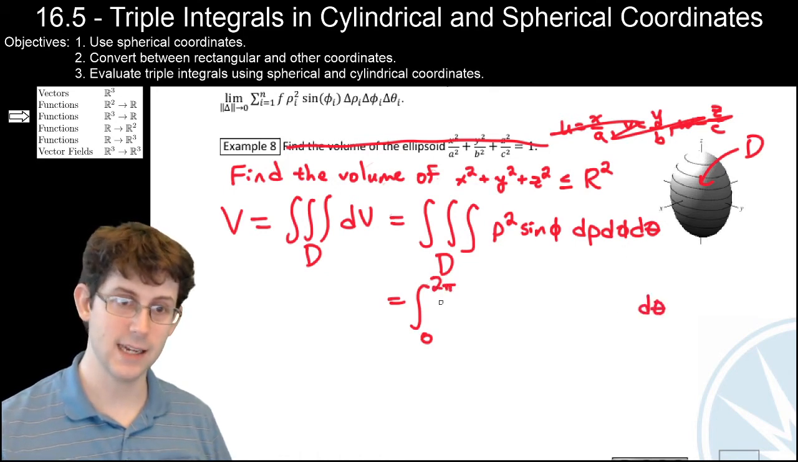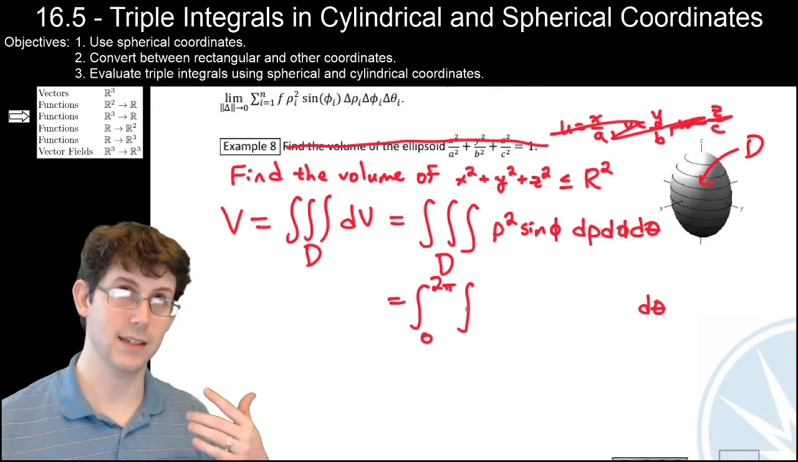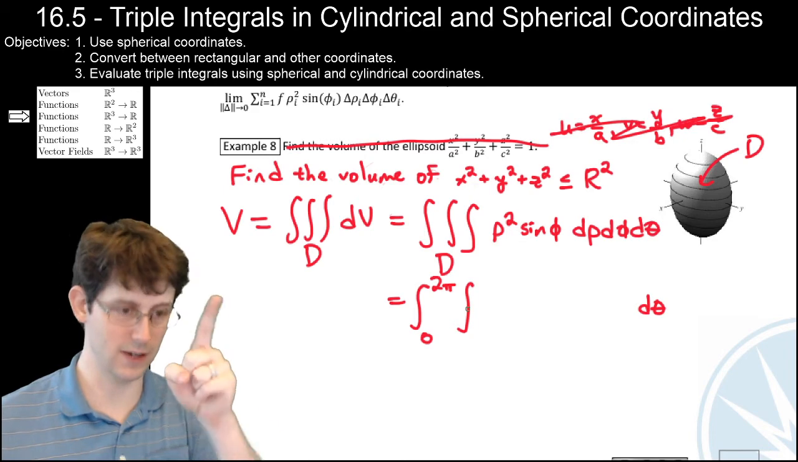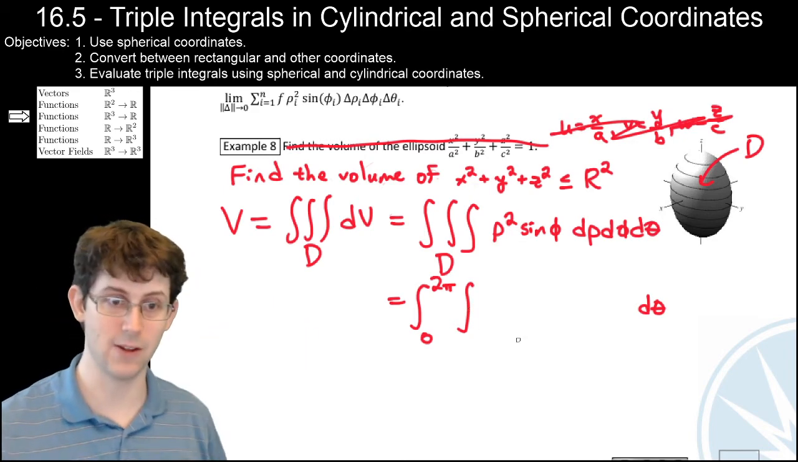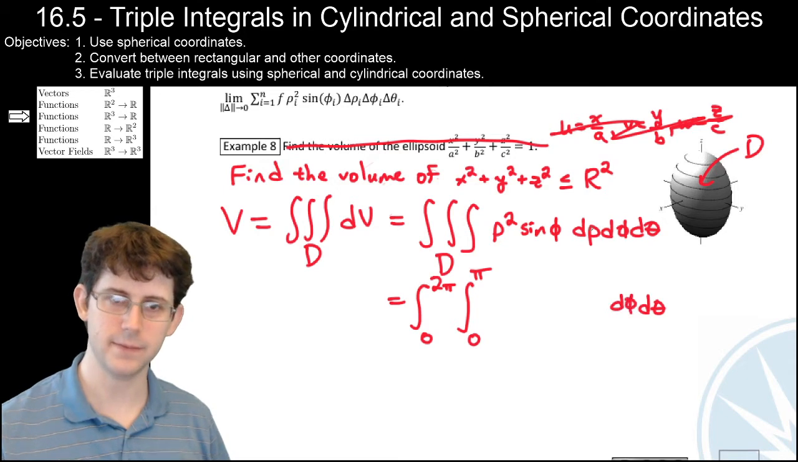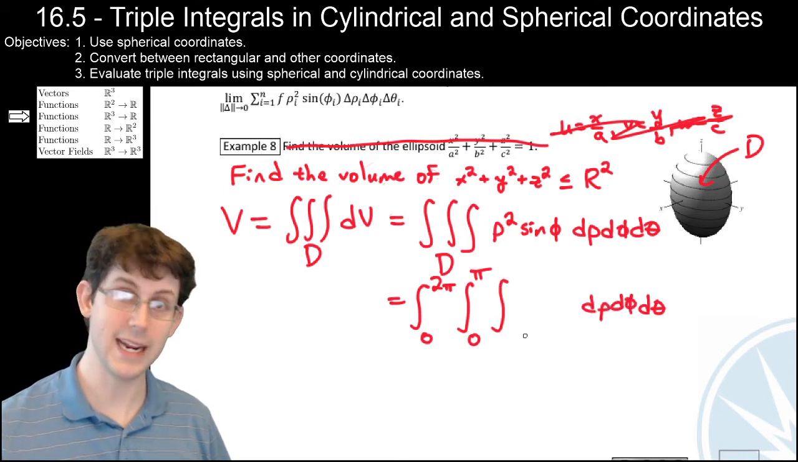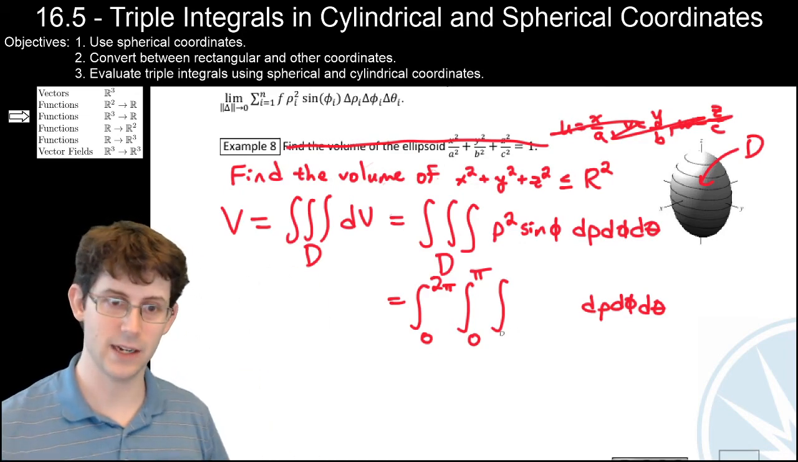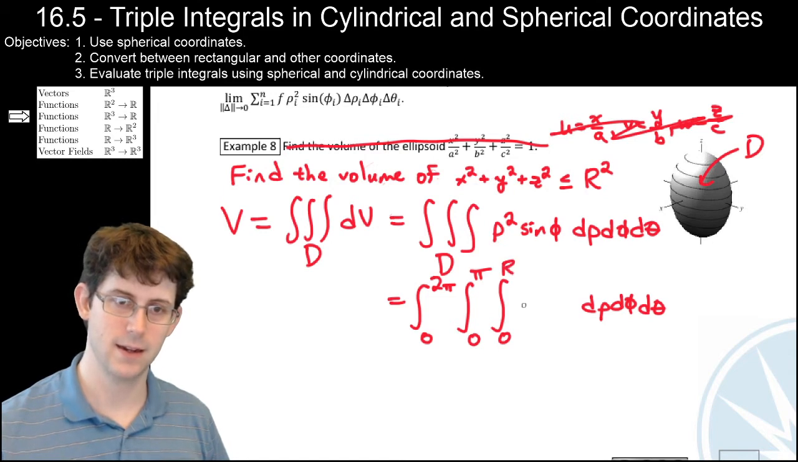What about phi? Well, phi is like latitude, except it's measured from the North Pole. So the lowest phi is 0, and the highest phi is all the way down at the South Pole at pi. Those are the phi bounds. And then the rho bounds, well, rho is the radius, like in perspective of a sphere. The radius is going all the way out to capital R.